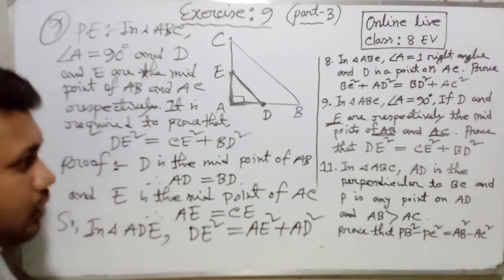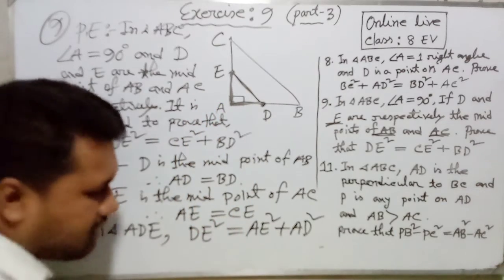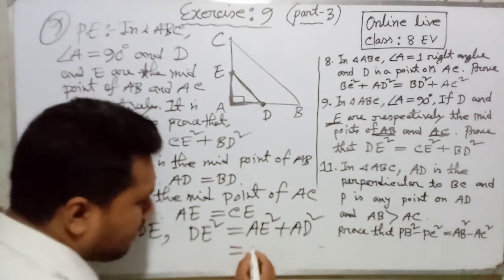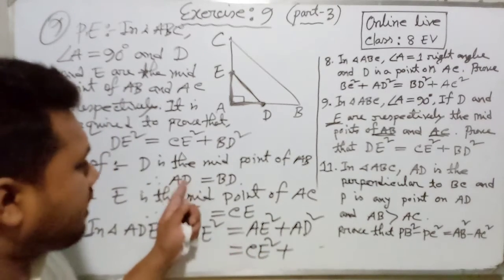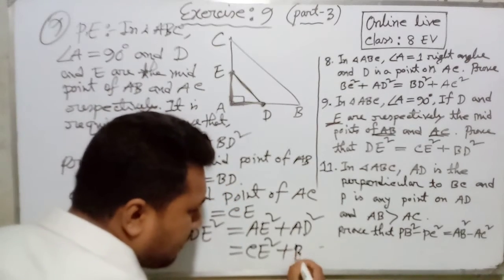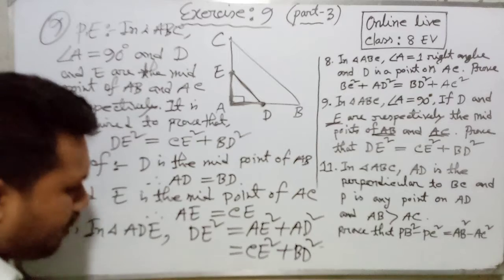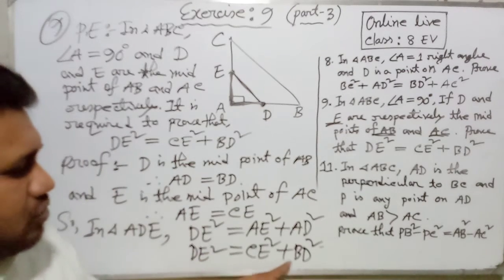Now dear students, look, AE square. Here we know AE and CE both are same. For replacing AE we can write CE. So it will be CE square, and for replacing AD we will be able to write BD. Now it will be BD square, and this is our DE square. Now look, DE square equal CE square plus BD square.